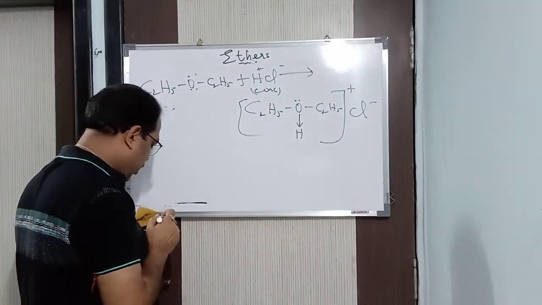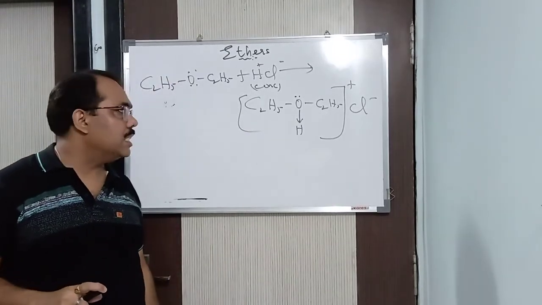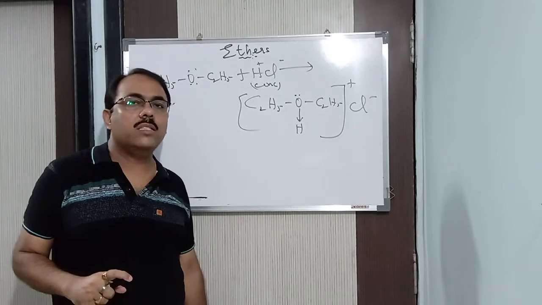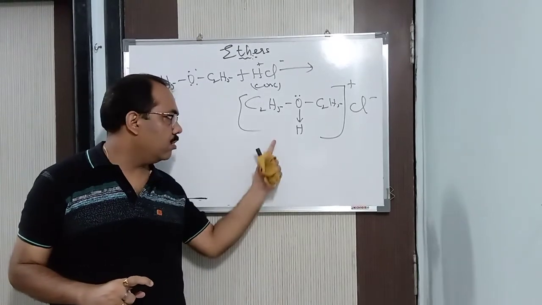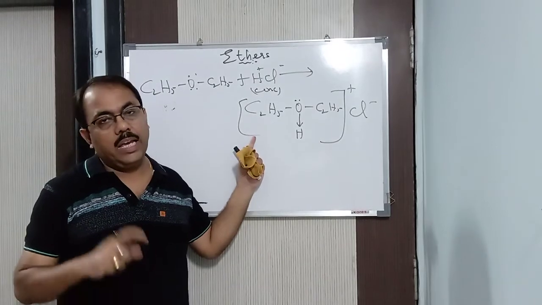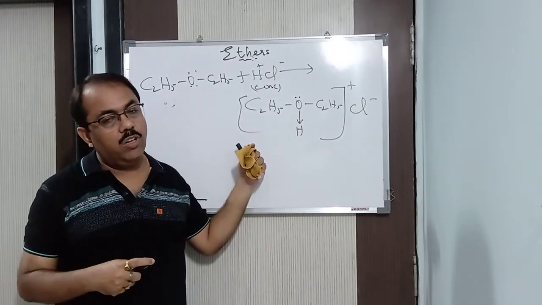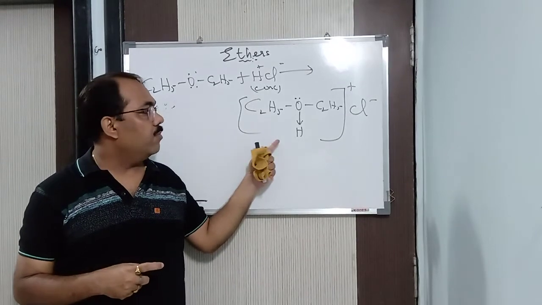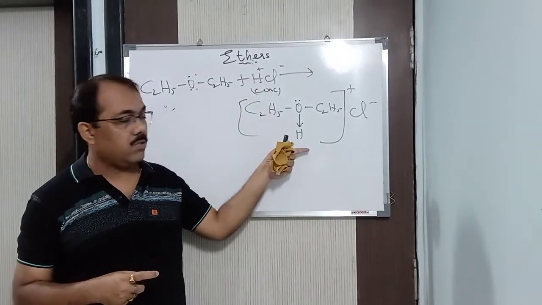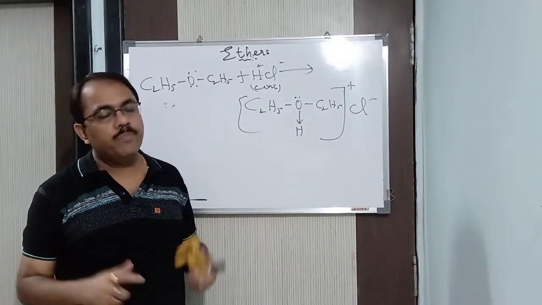Got it? Now, remember the oxonium salt is unstable in nature. If you dilute it, you will again get back the ether. Why? Because on dilution, HCl dissolves in water and you get back the ether. Very simple. Clear? In this way.